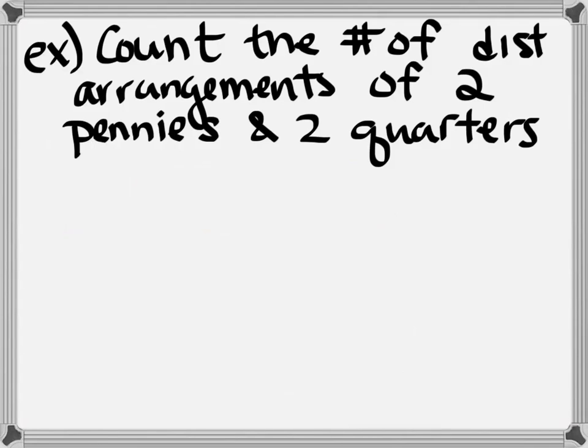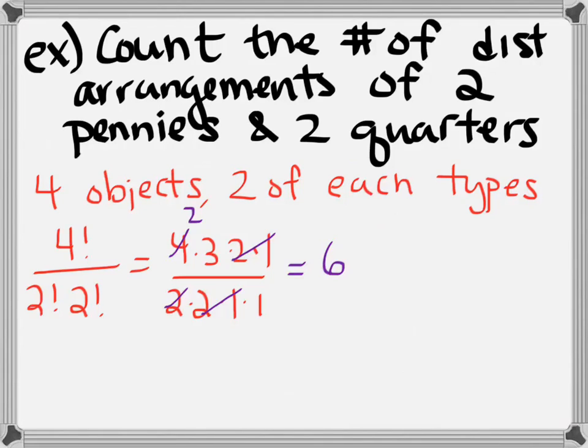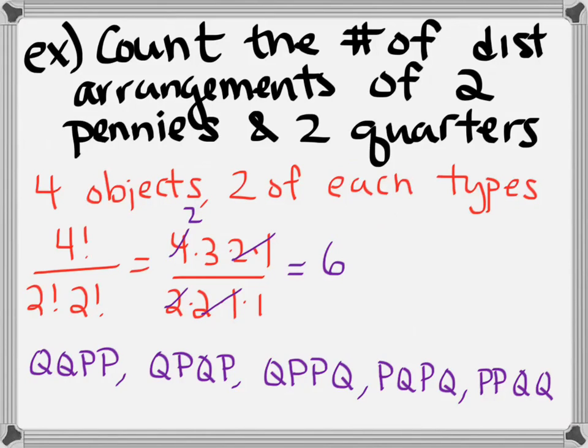Suppose we wanted to count the number of distinguishable arrangements of 2 pennies and 2 quarters. We have a total of 4 objects and 2 of each type. So, we would have 4 factorial over 2 factorial times 2 factorial, which would give us a total of 6. We could actually find these 6 because 6 is not a bad number to find. We could have quarter, quarter, penny, penny, quarter, penny, quarter, penny, quarter, penny, penny, quarter, or we could have penny, quarter, and lastly penny, penny, quarter, quarter. Alright, that concludes the idea of distinguishable arrangements.